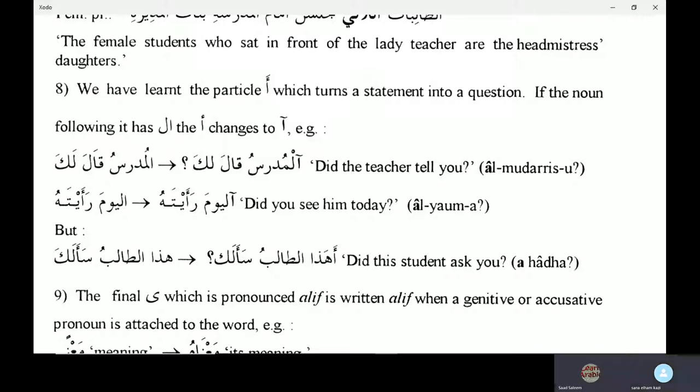So what is qala laka? Qala, said to you. Al-mudarrisu qala laka is the teacher said to you, in the past tense. The main point is that the simple sentence changes into a question. Okay. Al-yawma ra'aytahu will become a-al-yawma ra'aytahu. Did you see him today? But a-hadhat-talibu salaka? Did this student ask you? Here haza did not have alif lam, so the simple hamza istifhamiya did not change into alif madda.